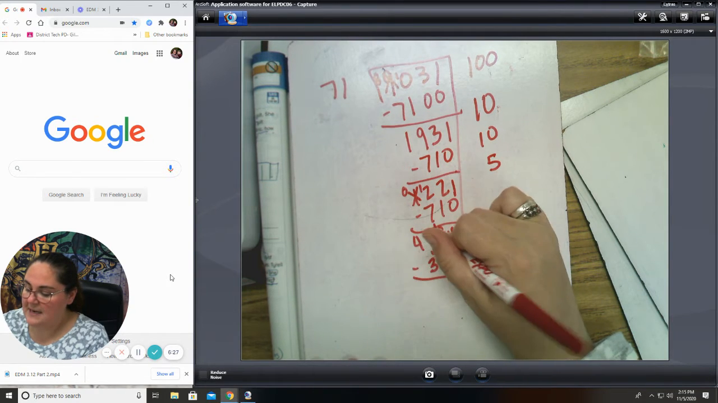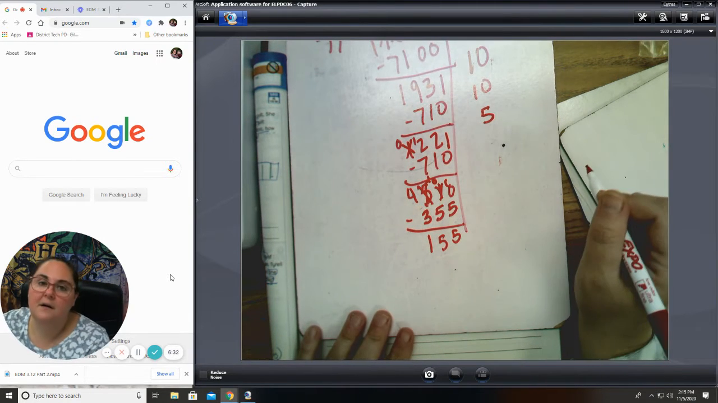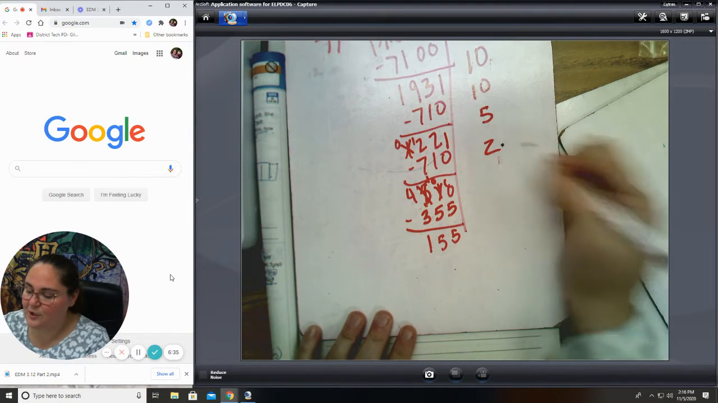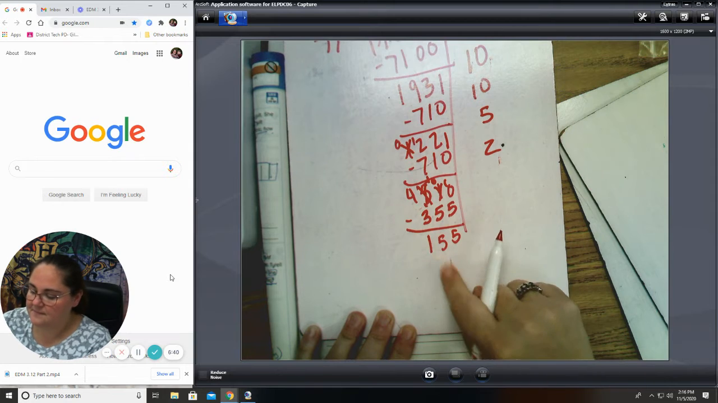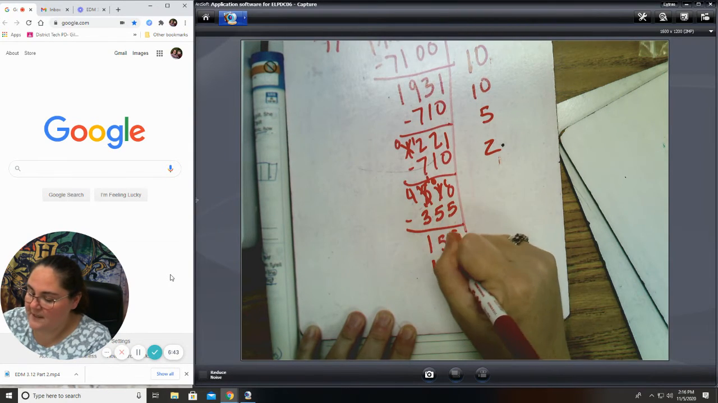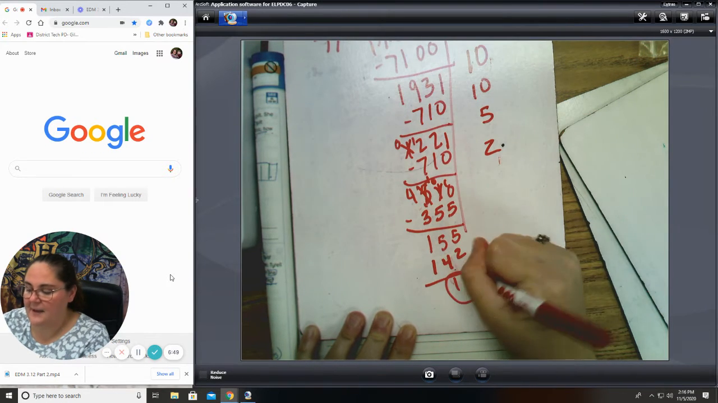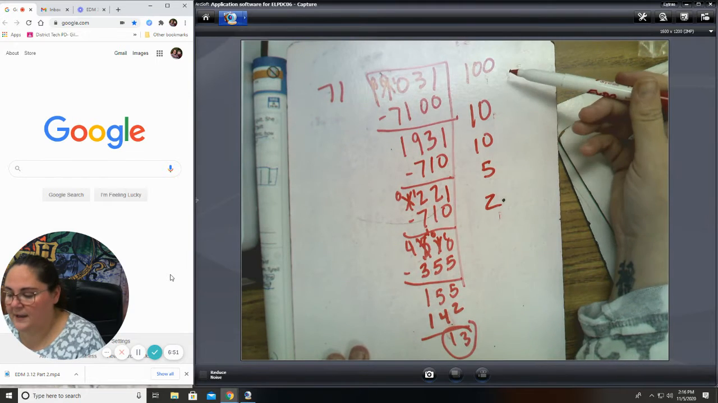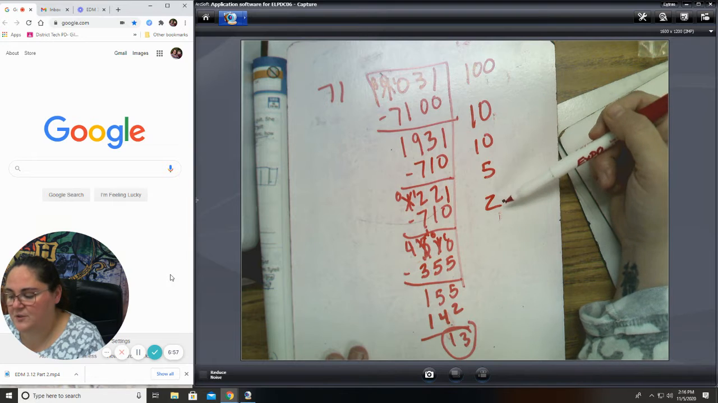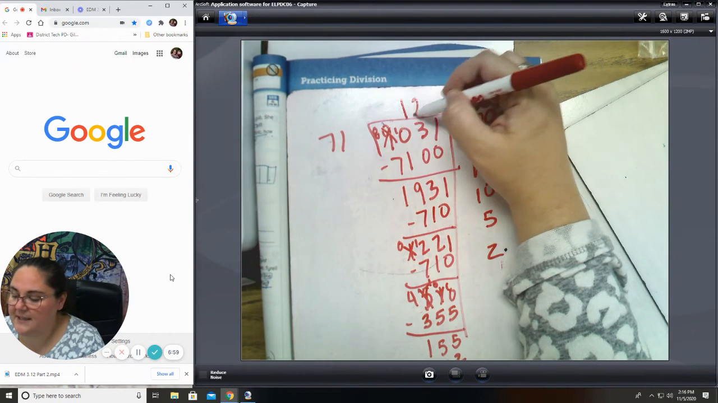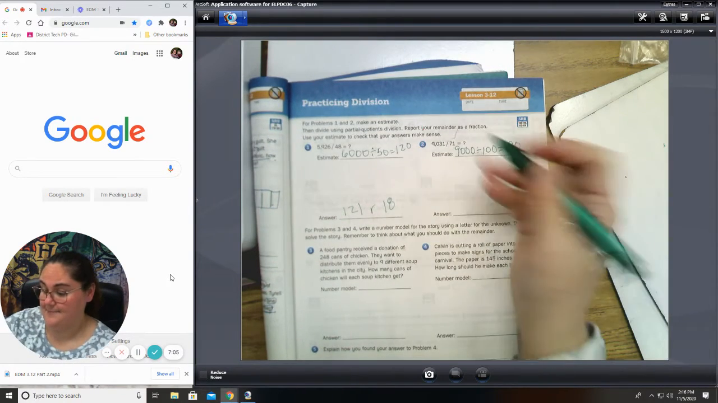5 turns to a 4. 10 minus 5 is 5. 4 minus 3 is 1. 155. All right. Let's do a group of 2. 2 times 71 is 142. 5 minus 2 is 3. 5 minus 4 is 1. That is my remainder. All right. 110, 120, 125, 126, 127. So 127, remainder 13. Now, my estimate was 90.